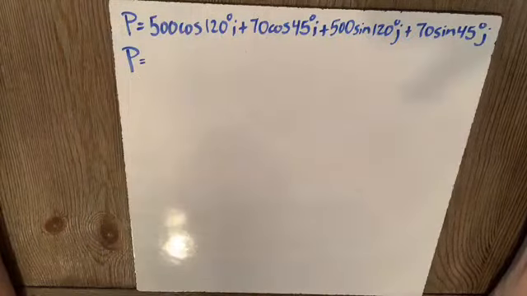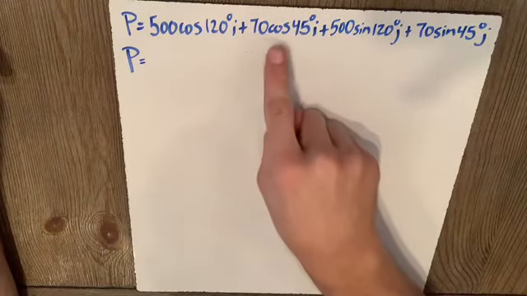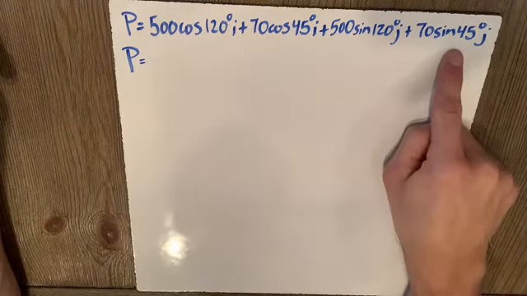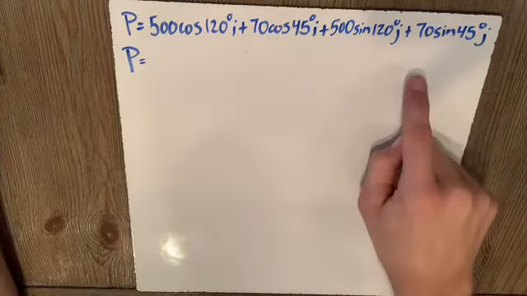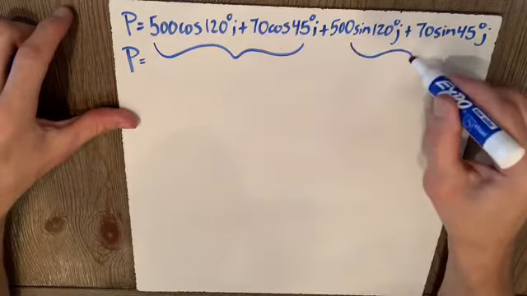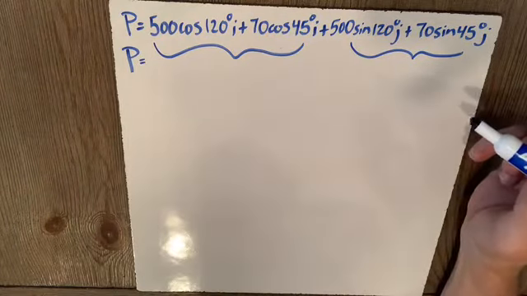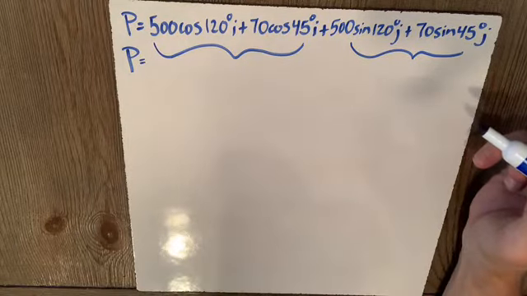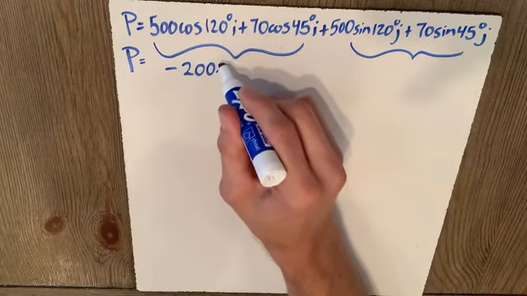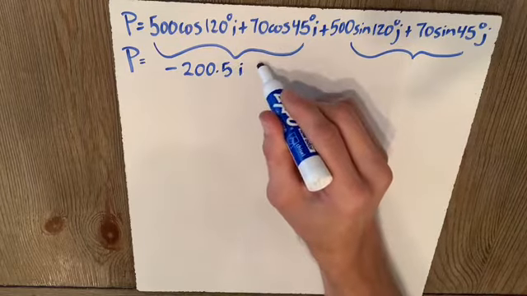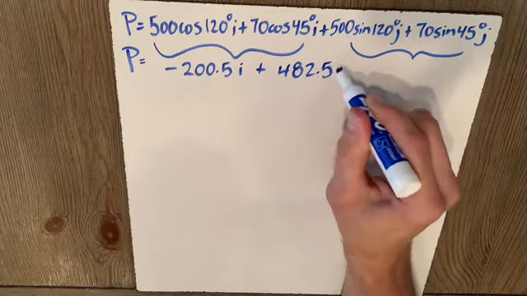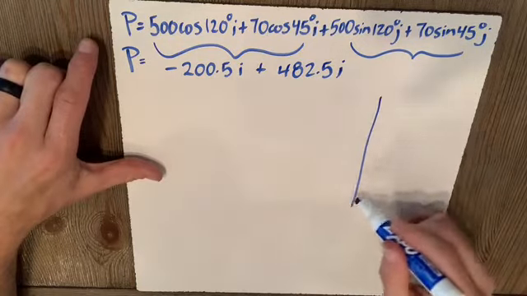So what I'm showing here is I reorganized. My I's are together. Those are my X components. And my J's are together. Those will be my vertical or Y components. And so when I do this, I'm combining the I's and I'm combining the J's. And what you'll get when you do this is negative 200.5 I plus 482.5 J.